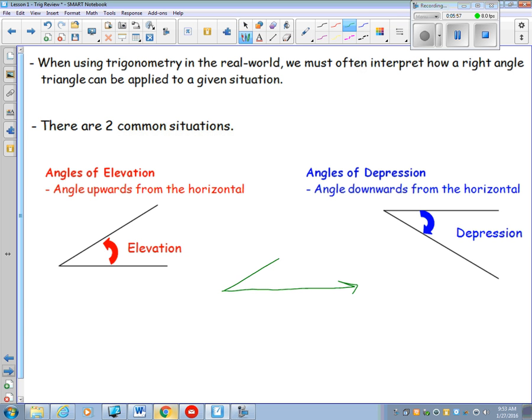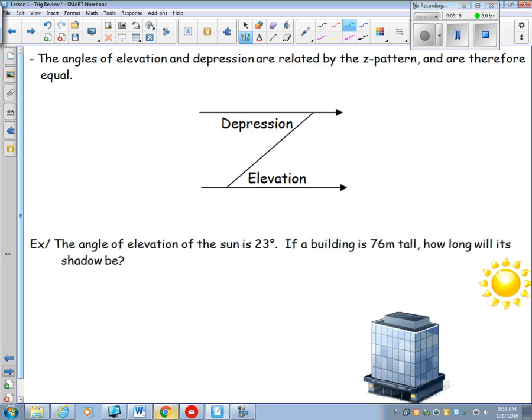If you go up from there, that would be elevating your view, and you'd talk about this angle. If you're looking down from there, you would be talking about down from the horizontal. That would be your depression angle. Okay, always from the horizontal, so you have to be a little bit careful. One nice thing about these two angles, if you actually draw them out, depression and elevation turn out to be the same angle by following the Z pattern. That should take you through the first 2 pages of SOHCAHTOA.